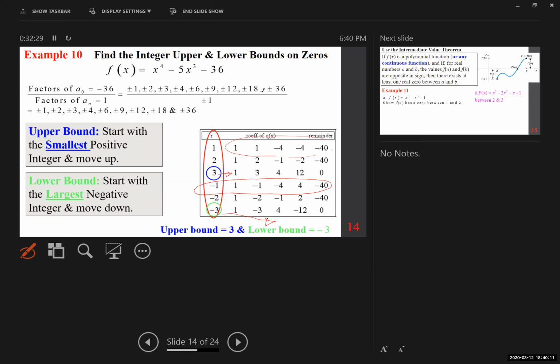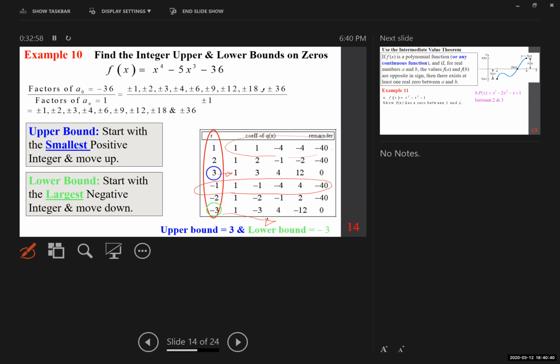See, when you find a positive number such as 3, where the resulting row through the synthetic division, which represents the quotient and the remainder, in this case the remainder is 0, they are all non-negative. That's your upper bound. What is the meaning of upper bound? There is no other number larger than 3 that will be the 0 of this function.